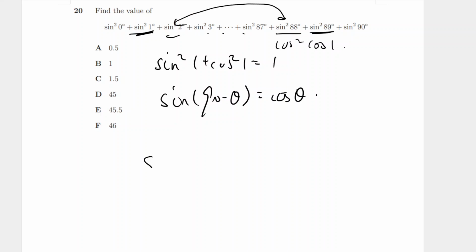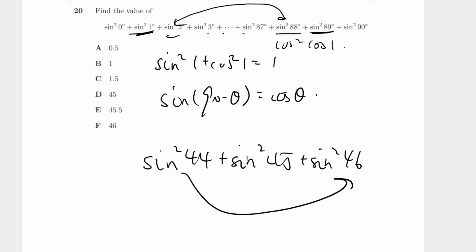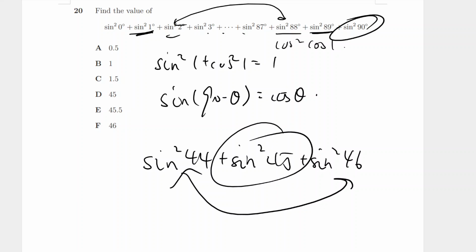Let's think about what happens in the middle. Well, I have sine squared 44 plus sine squared 45 plus sine squared 46. These two are complementary, and this one is the odd one now, right? The 45 is the odd one now. And obviously the 90 also has no friends, okay? So we have to take care of that. Well, the 0 is just 0, so we don't have to care about that.